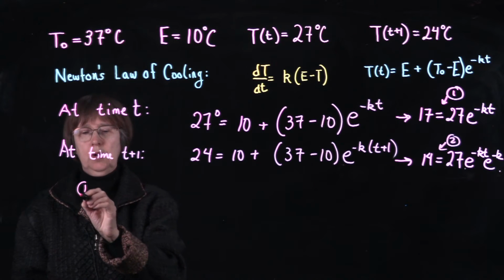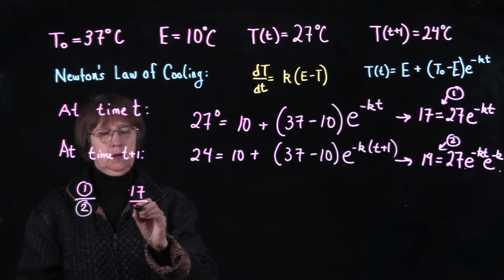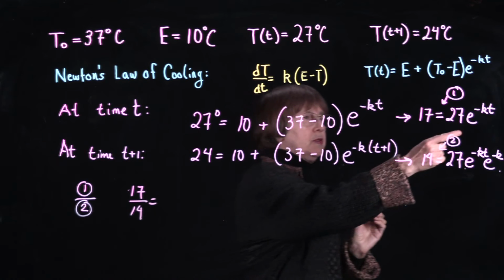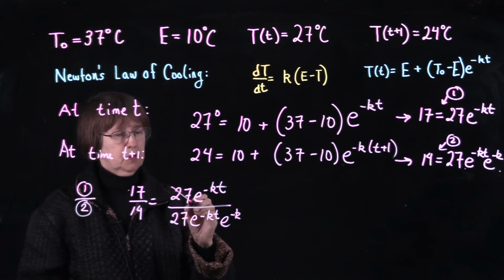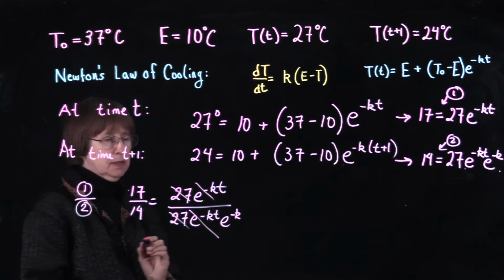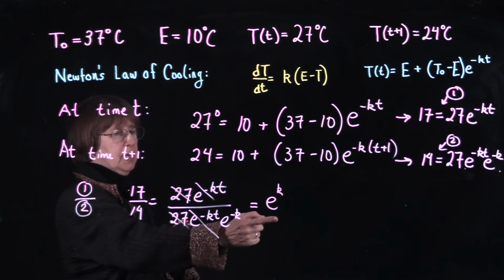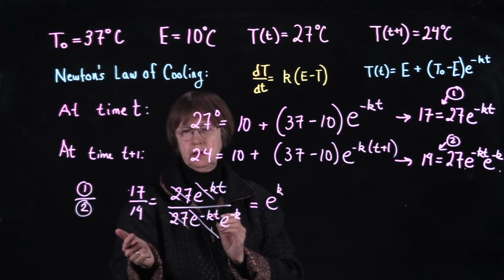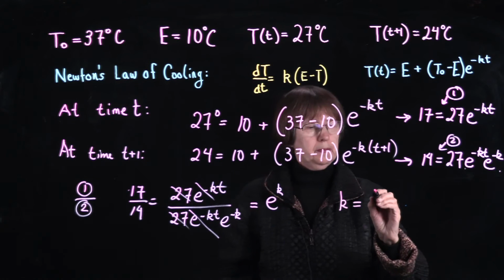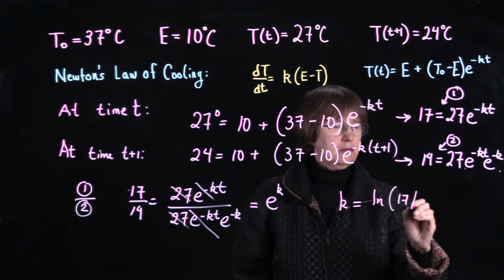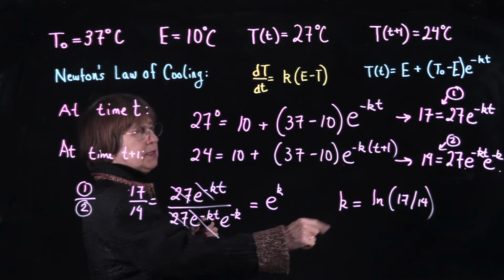If we take equation 1 and divide it by equation 2, we get 17 over 14 equals the ratio of these two things, and we observe some nice cancellation here. The 27s and the e to the minus kt's cancel, and we're left on this side with e to the k. 1 over e to the minus k is e to the k. And from that, we can immediately deduce the value of k, which is going to be equal to the logarithm of 17 over 14. So we've done the first part of determining the unknown constant that we need in order to solve the problem.